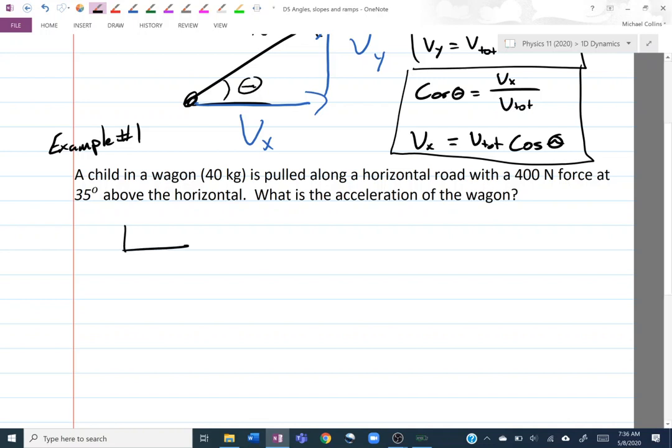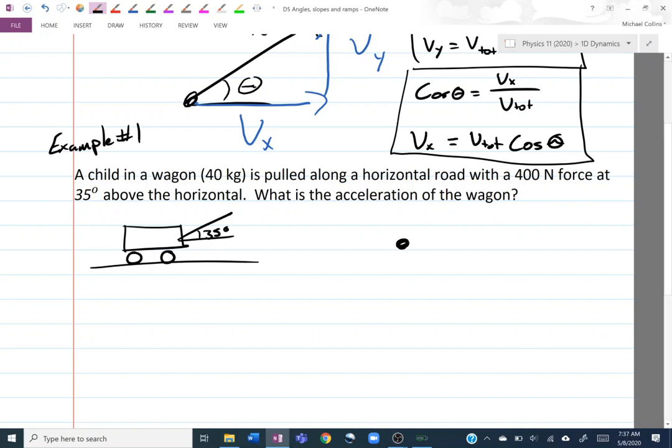So if we want to, again, I like to draw little pictures. There's our wagon. Our handle goes up at an angle, just sort of like it normally would. And then that angle, which they give to us, is 35 degrees. And again, this isn't a free body diagram. I've actually drawn the wagon. I've actually drawn the ground. I don't necessarily need that.